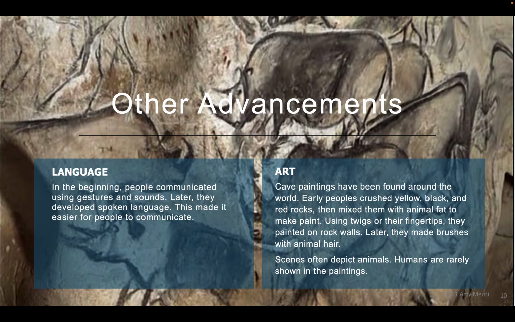Other things that we notice are art, right? So cave paintings are what we talk about when we talk about art that can be found around the world, right? They would use these crushed yellow, black, and red rocks. They'd mix them together with animal fat that would make paint. They'd use twigs or their fingertips to draw things like animals that they hunted. Very little evidence of actual pictures of humans. But later their brushes would be made of animal hair. But a lot of the time people believe that this was used for rituals or simply things that would say, here's what we want to hunt, and they would manifest that, and hopefully they would find something that they could hunt and then eat for food.